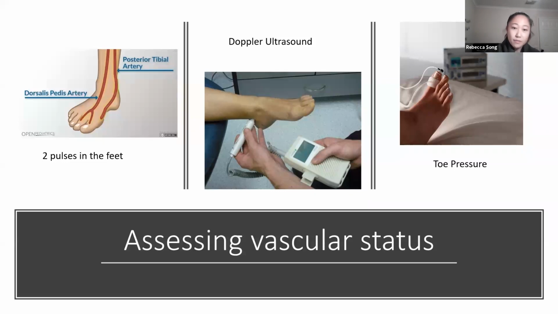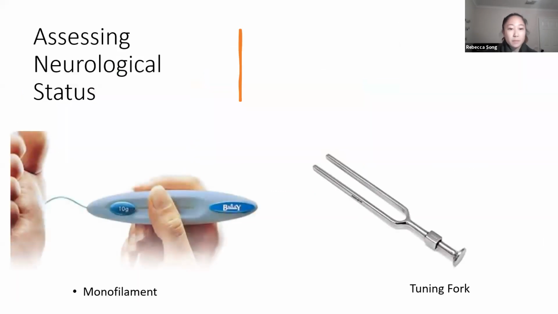Then we do the neurological assessment part of it. This is done using a monofilament and a tuning fork. A monofilament is like a piece of fishing wire. We usually test it on the patient's hand first, just to see if they can feel it. Then we ask them to close their eyes and say yes when they feel it being touched on their foot. This tests the superficial sensations of their feet.